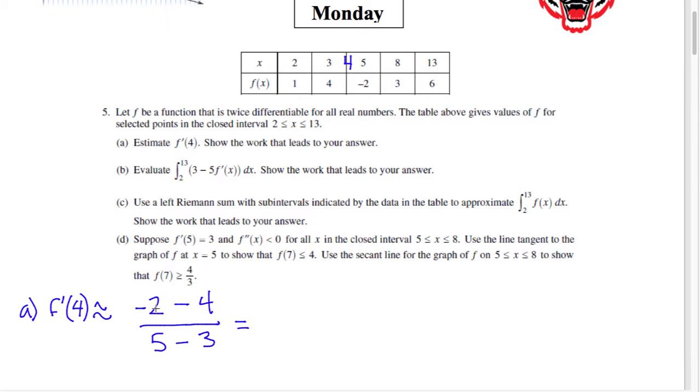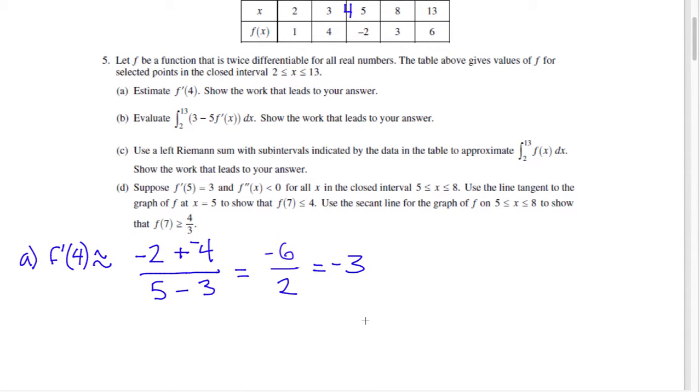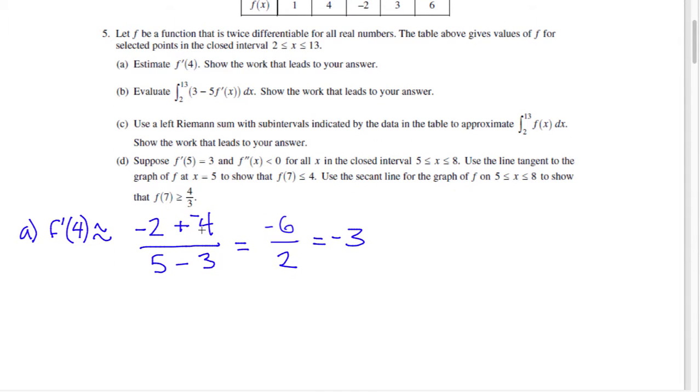So this will be 2, and if you do the little trick, plus the negative, so 2 plus -4 is -6. 5 minus 3 is 3. That reduces to -2. No, it's 2. Oh, what am I doing? So bad. There we go. Thank you. See, I make mistakes too. Sorry about that. All right, -3 is the approximate slope. And the work that leads to the answer, you need to have that thing and that thing to show your work in terms of getting the points.